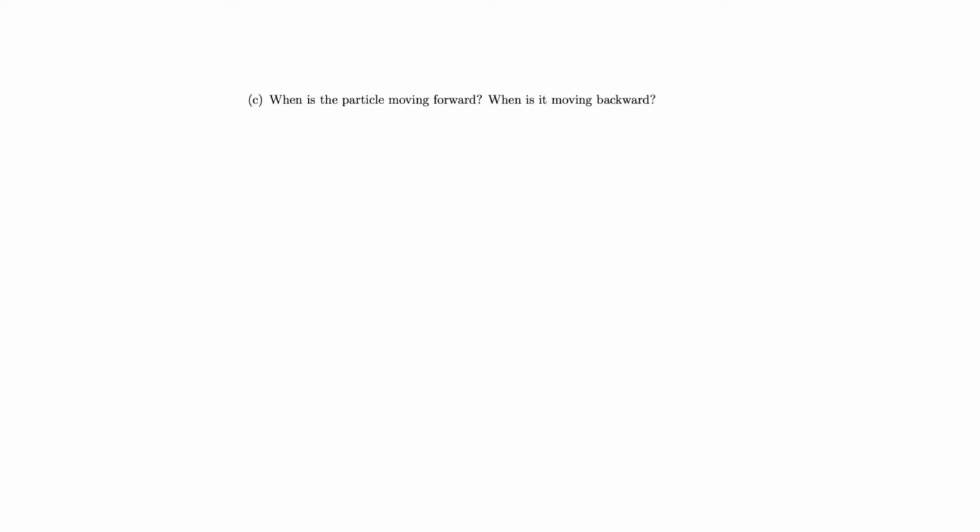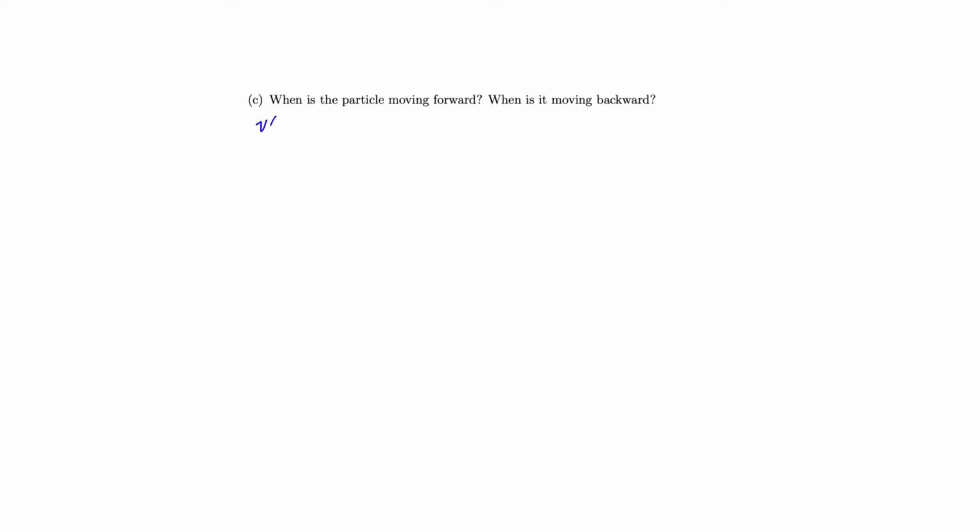So part C says, when is the particle moving forward and when is it moving backward? So the particle is moving forward when the velocity is positive, because the sign of the velocity tells us what direction it's moving. So when the velocity is greater than 0, it's moving in the positive direction. When the velocity is less than 0, it's moving in the negative direction, or backwards.